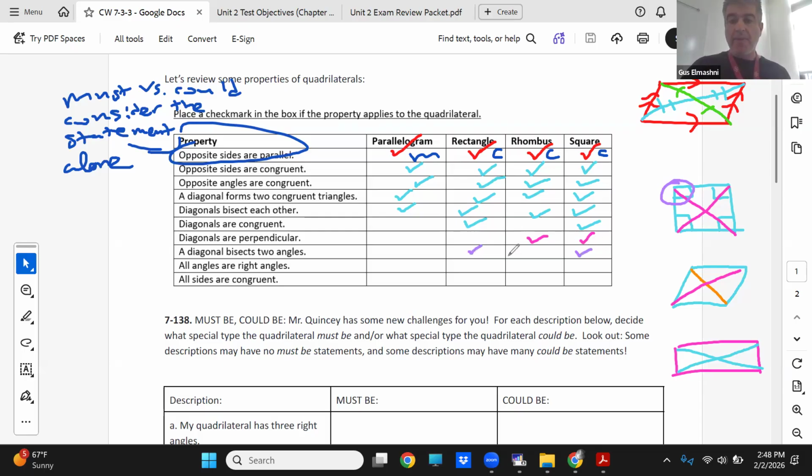But all the angles are right angles. That's also a rectangle and a square. All sides are congruent. That's a rhombus and a square. So some of these are relevant to just rhombus and squares. Some are just relevant towards rectangle and squares. But a square is all of them.